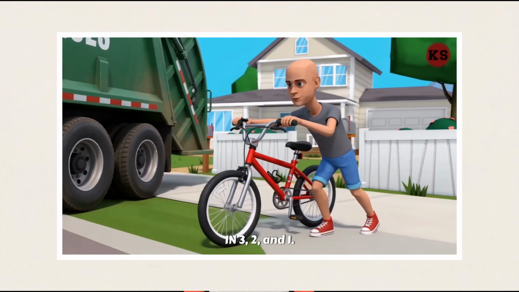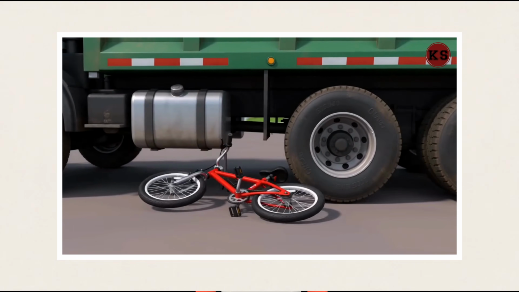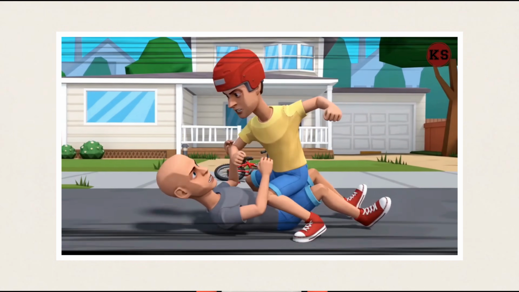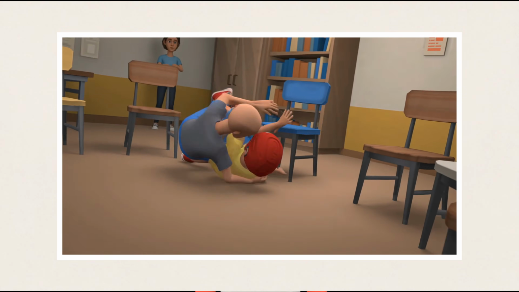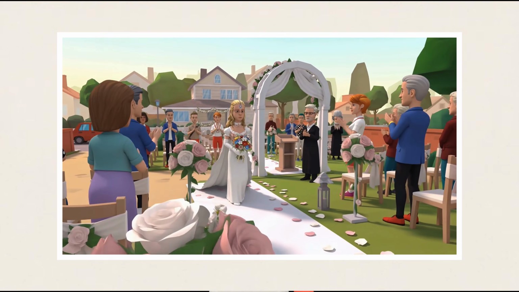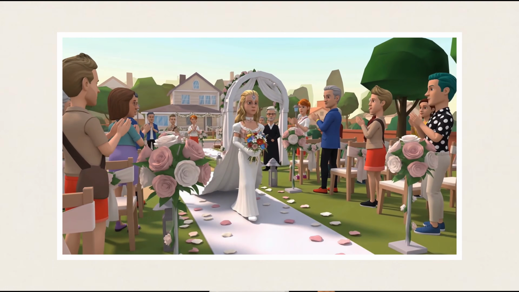This is from a scene where classic Caillou threw his brother's bike under a garbage truck out of jealousy, and his brother came after him. This is when classic Caillou pulled the fire alarm and blamed his brother for it. And this is when that same guy, who never seems to learn his lesson, ruins his brother's wedding.